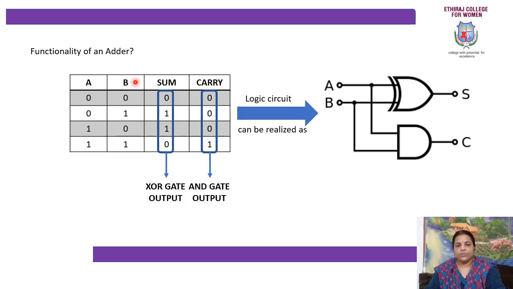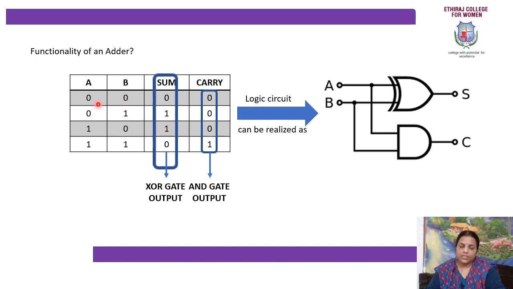So consider this truth table I have taken. There are 2 inputs A and B designated for the binary values 00 to 11. And you have the sum value. What is the sum value? Let's check. Whenever we add these 2 digits, 0 plus 0 produces 0, and 0 plus 1 again gives 1. 1 plus 0 is 1.